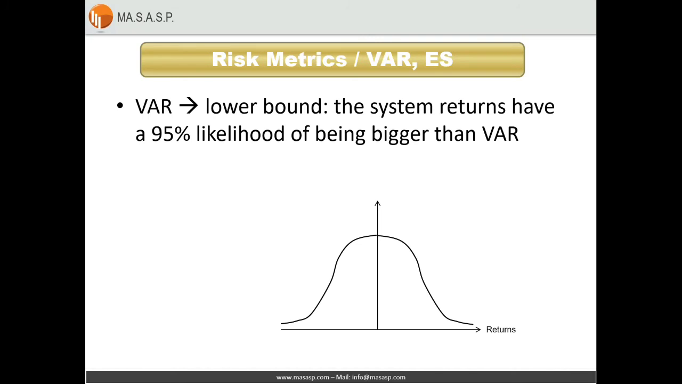Let's do the upgrade to the VAR. That is defined as the lower bound of the negative returns at a 95% confidence level, meaning that there is a 95% likelihood to get returns higher than the VAR. Look at the green arrow here.